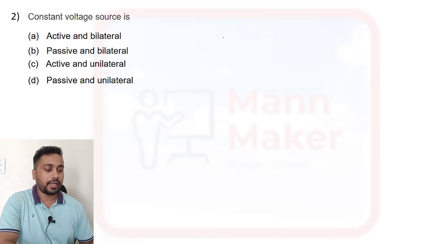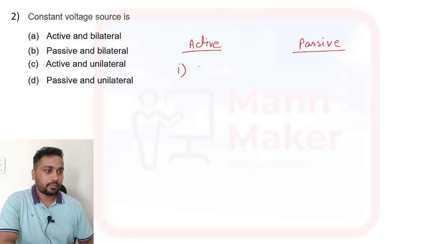Basically, we have active elements and passive elements in electronic devices. For an active element, like a power supply, what it does is supply energy.